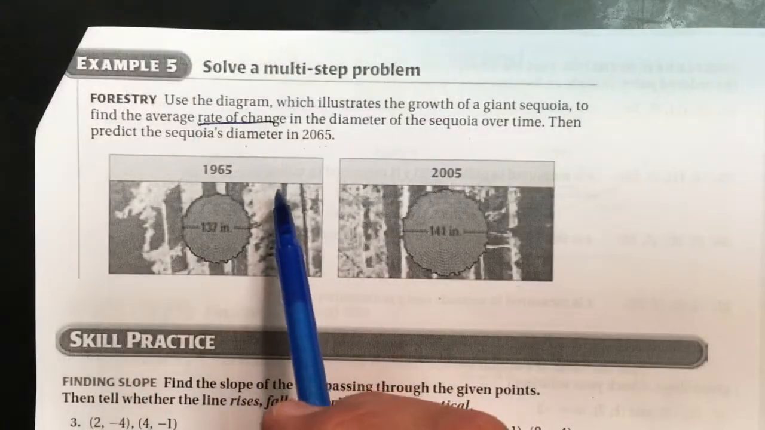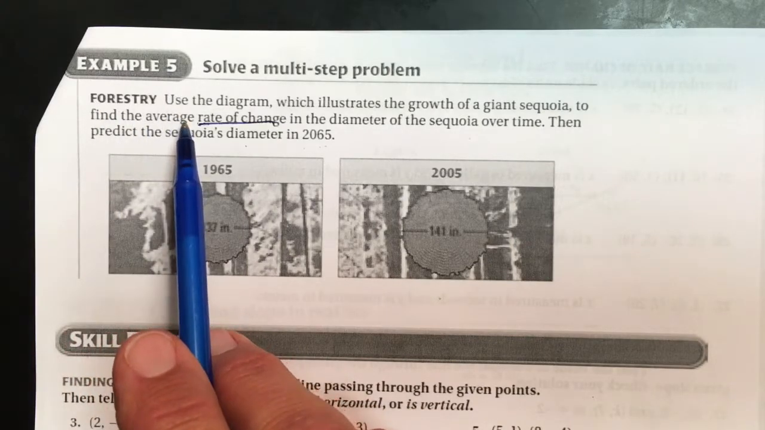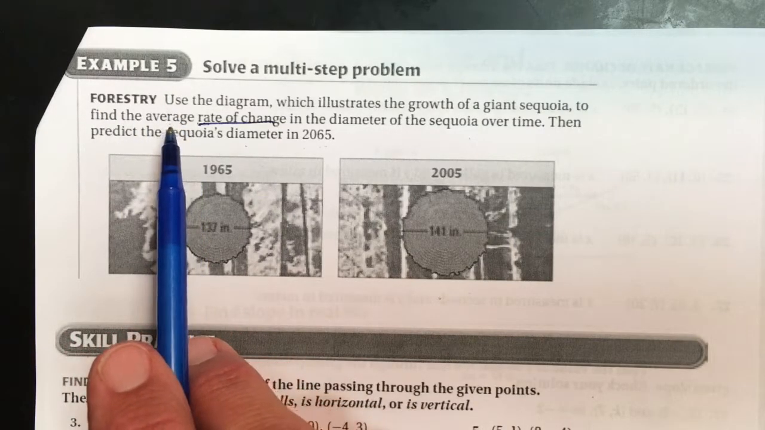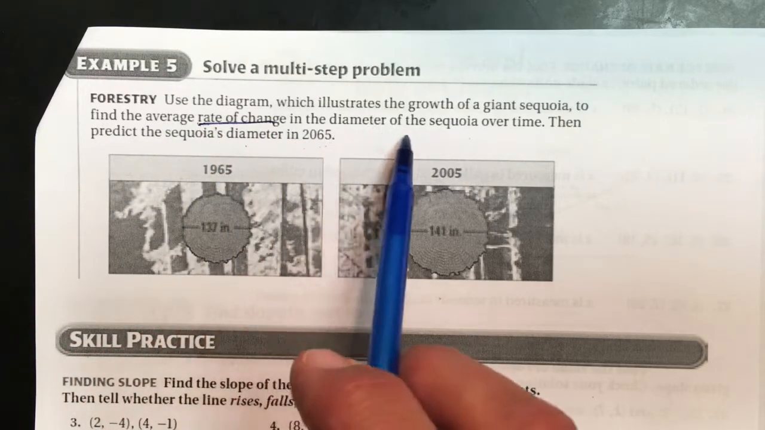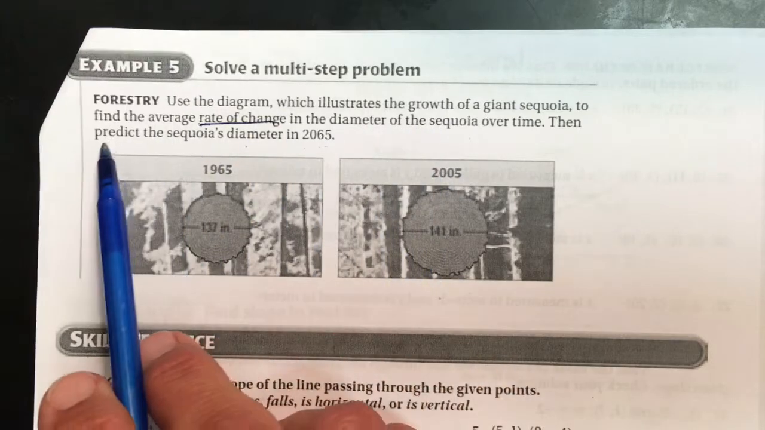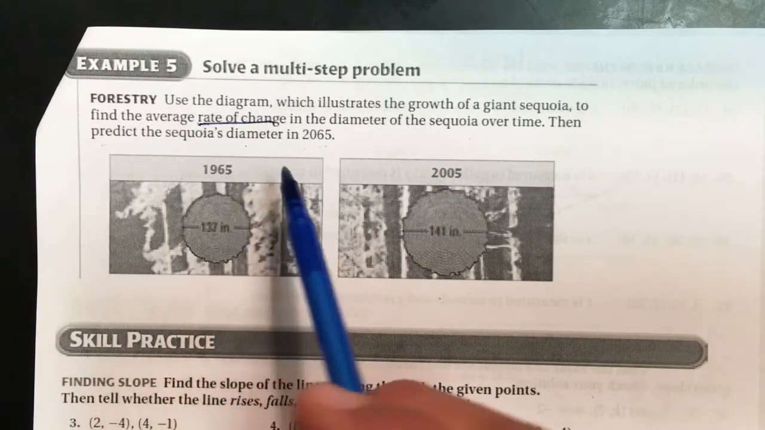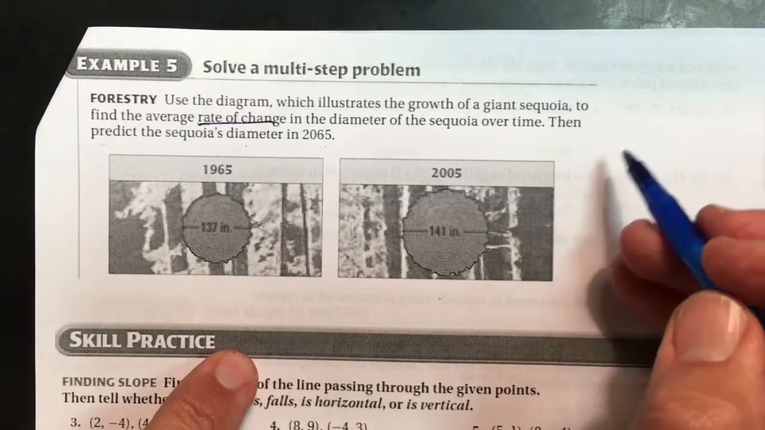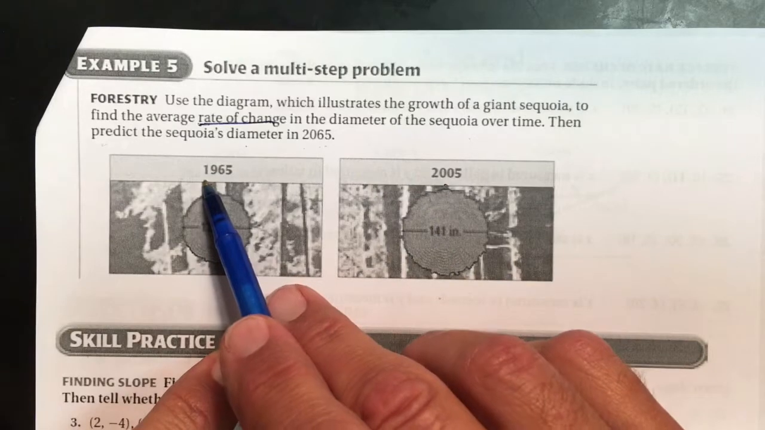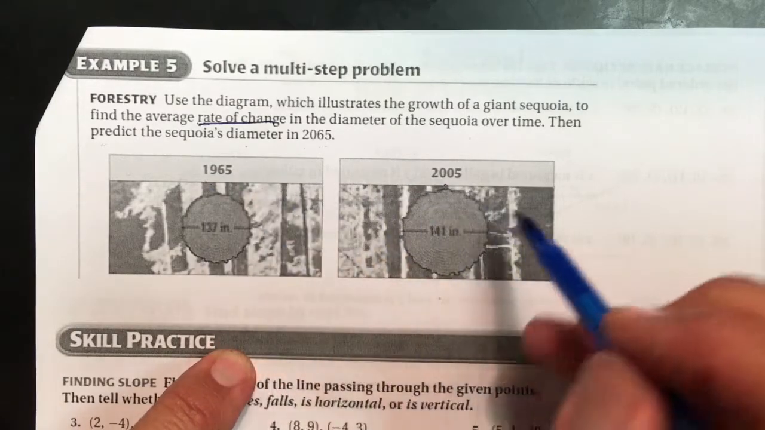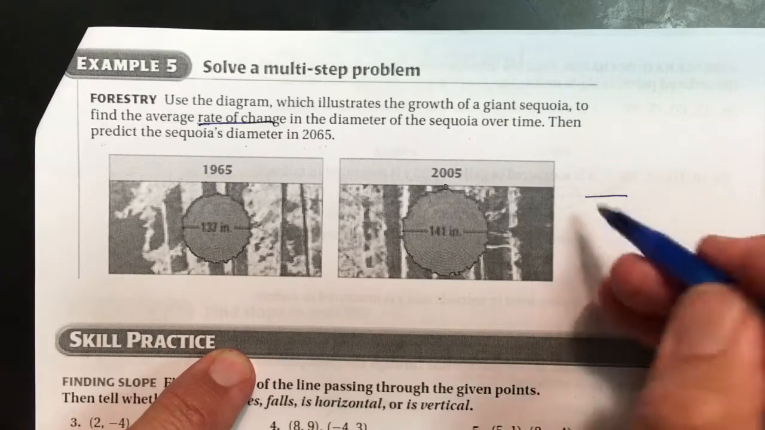5, solving a multi-step problem. It's a word problem. Use a diagram which illustrates the growth of giant sequoia to find the average rate of change in the diameter of sequoia over time. Then predict the sequoia's diameter in 2065. So for this, we need to have rate of change. Time, the years, is always the independent variable. That always goes on the bottom, like x for slope is on the bottom.